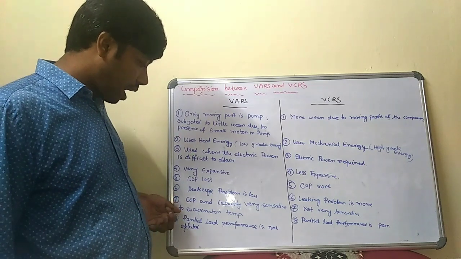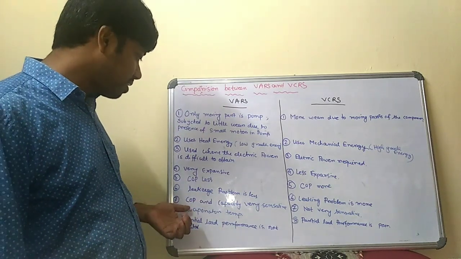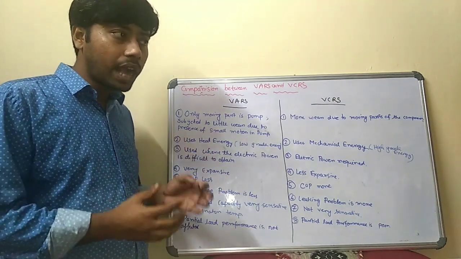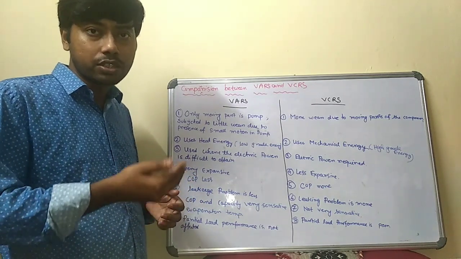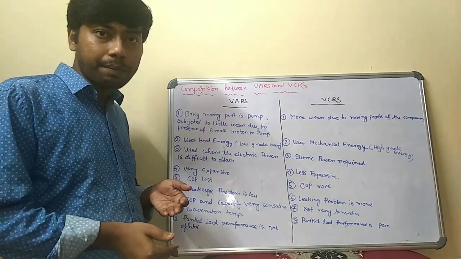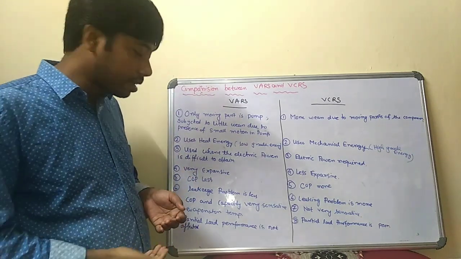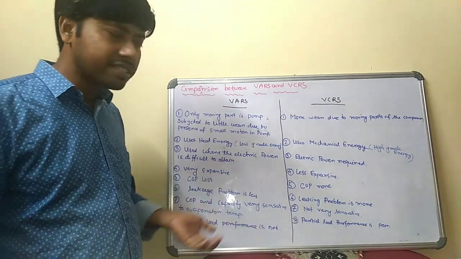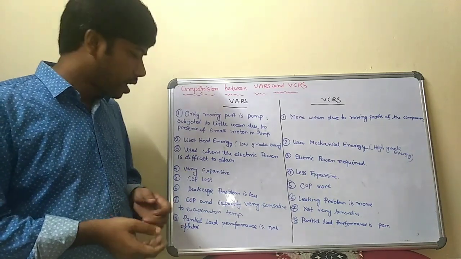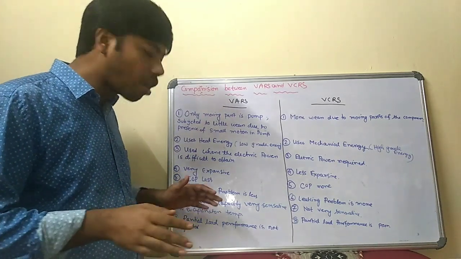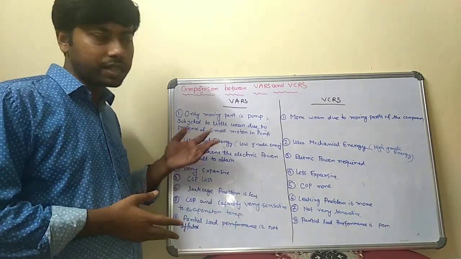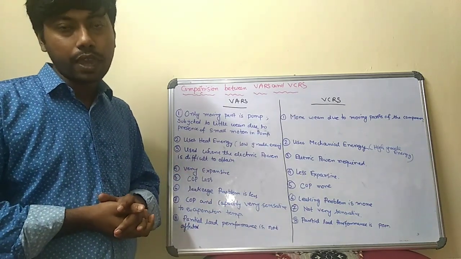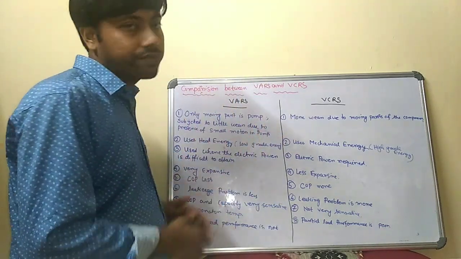And next, COP and capacity are very sensitive to evaporator temperature. As you know, COP is a main tool that indicates the performance capacity of any refrigeration system. COP and capacity are very sensitive to evaporator temperature in VR, but not very sensitive in case of VCR. And partial load performance is not very affected in case of VR, but in case of VCR, partial load performance is very poor. Okay, so these are the differences between VRs and VCRs, very important.